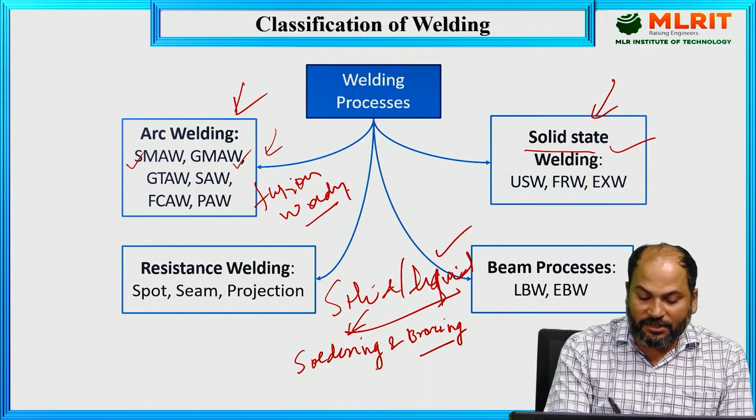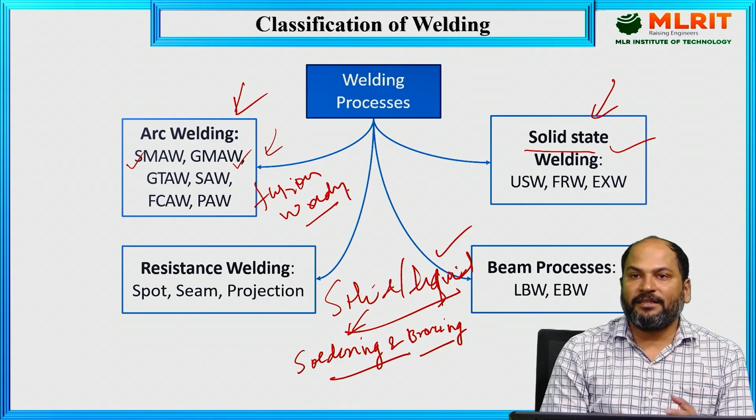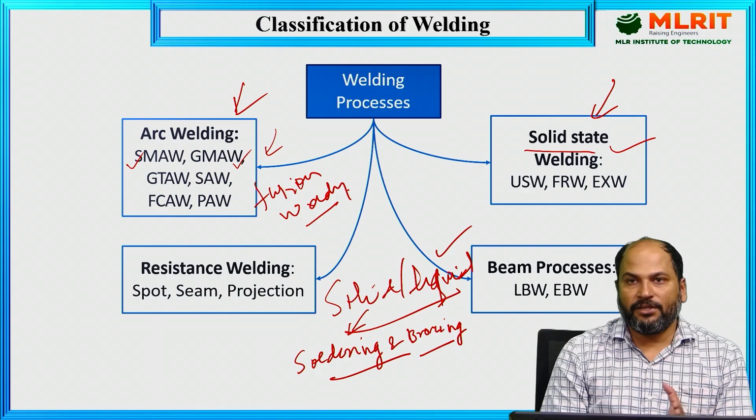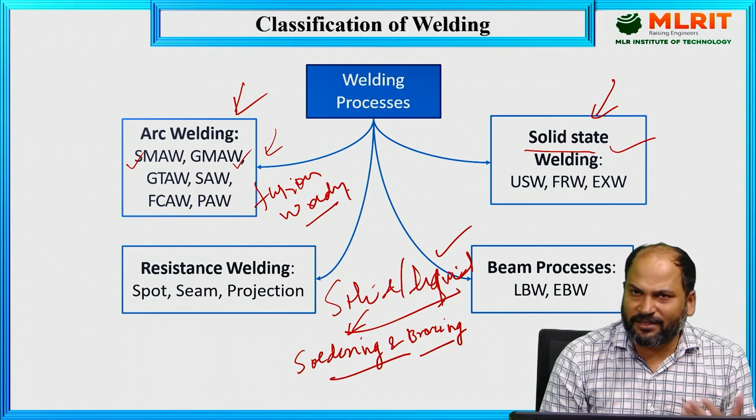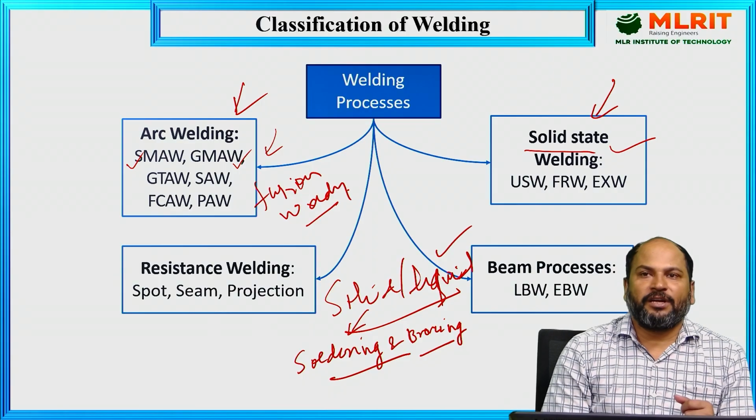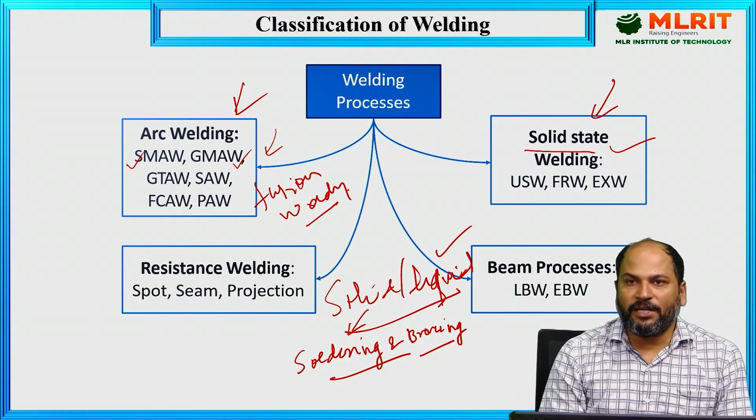Soldering and brazing will come in this category. The reason is the filler will be in liquid state, and the two parts that we are going to weld together will remain in solid state. So this is one of the criteria. Another criteria is also there, by which we can classify the welding process.